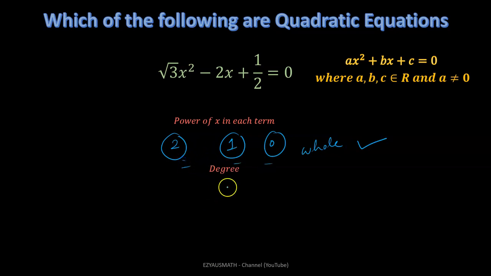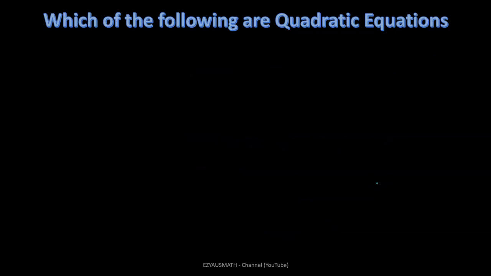The next check is the degree. What is the degree? The highest power is 2. This is good. And the last check is the value of a, that is the coefficient of x square. So the value of a is √3, which is obviously not equal to 0. Hence this is also good. All the three checks are good. Hence this is a quadratic equation.